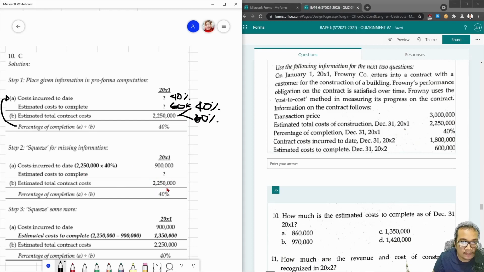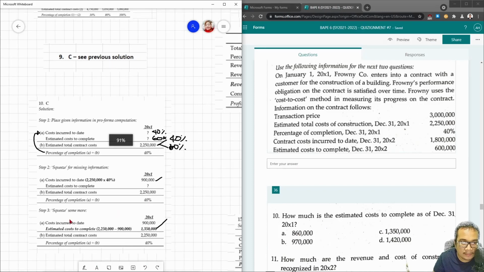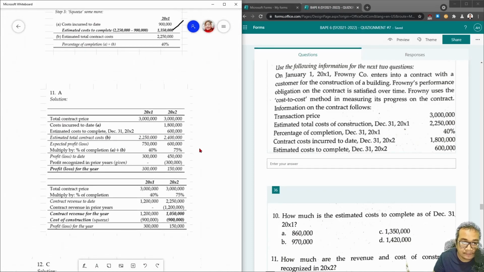Cost incurred to date, yung total, yeah, 40%, 900,000. Yeah, basic. Ngayon, with that said, squeeze mo na lang. So, ang answer is 1,350,000. So, letter C. Yeah? Pinahaba pa. Binigyan pa kayo ni Jesus ng additional.